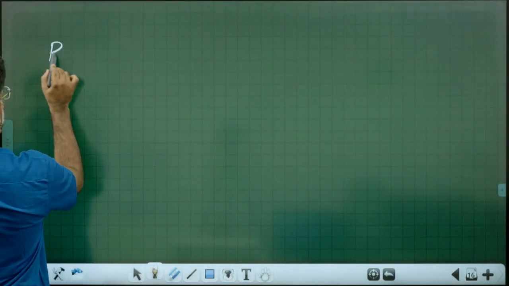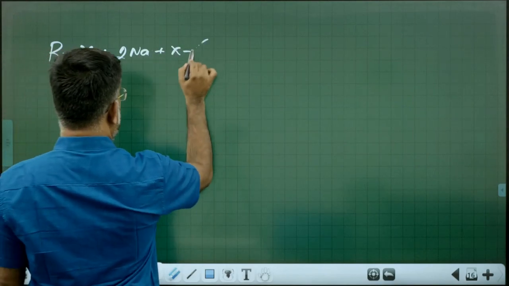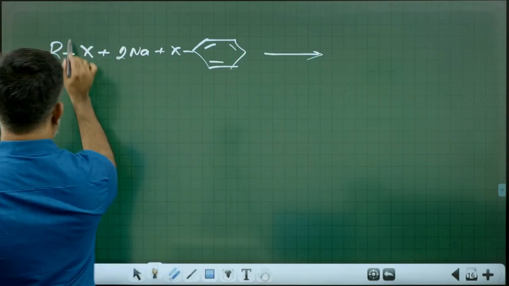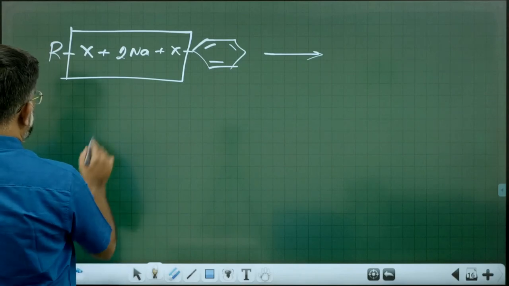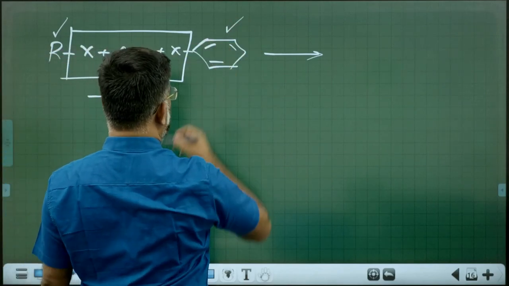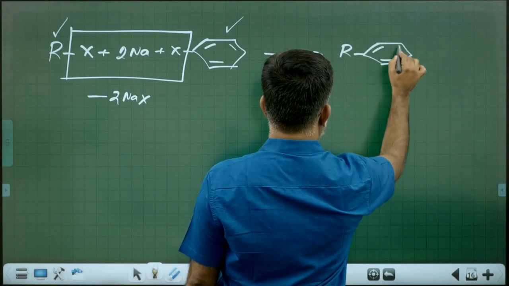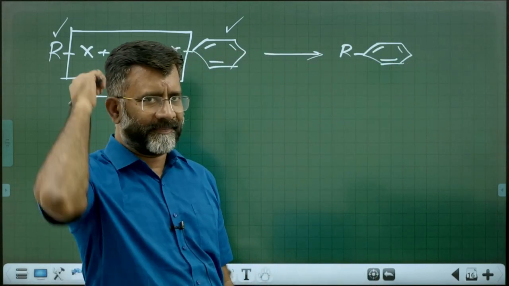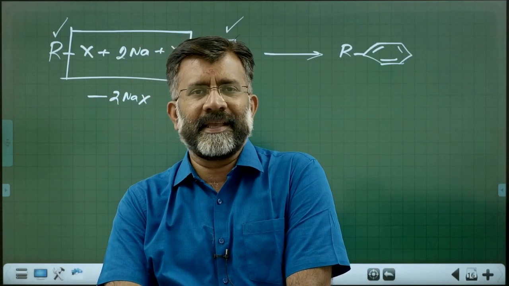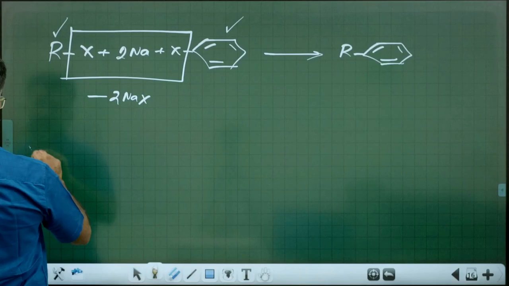Combination of the two: R-X with 2 metallic sodium and X-benzene in the presence of dry ether, the reaction happens like this, 2NaX out, this R couples with the benzene ring, and that will be termed the Wurtz-Fittig reaction. If you take the CH3 group, CH3Cl with chlorobenzene, you get toluene. This is the Wurtz-Fittig reaction. All these are coupling reactions.